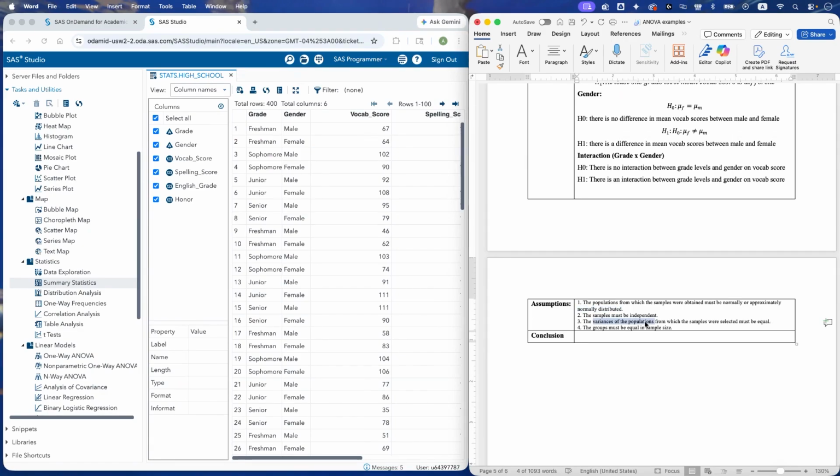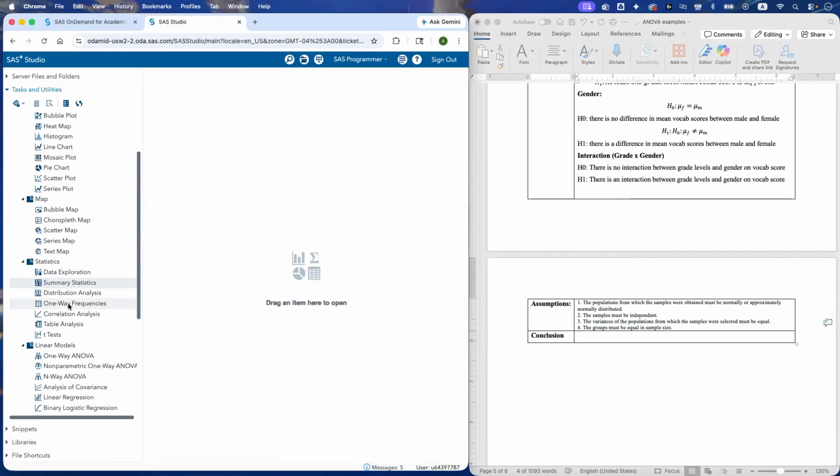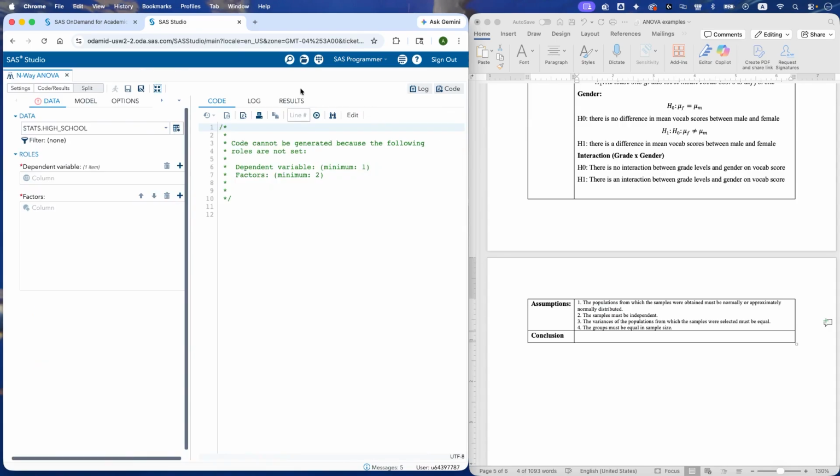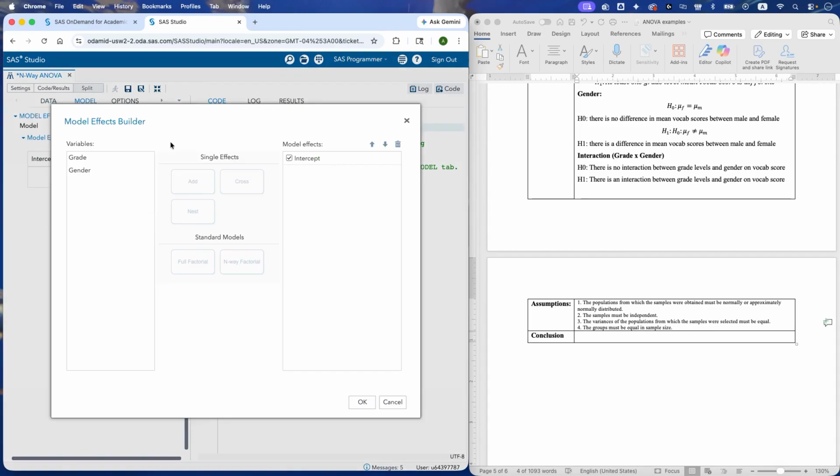So what we're going to do, I'm going to close this and go to ANOVA. We have the high school data. My dependent variable is the vocab score. I have 2 factors, and I'm going to choose these 2 factors. I'm going to go to model and edit, adding these 2 factors, full factorial: the effect of the first one by itself, the second one, then the interaction term, then okay.